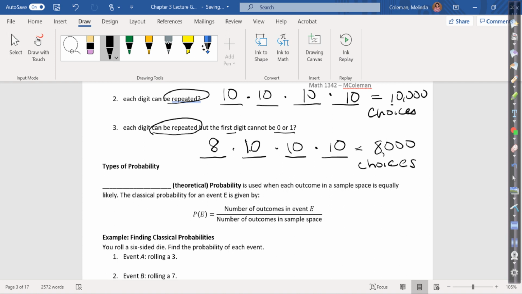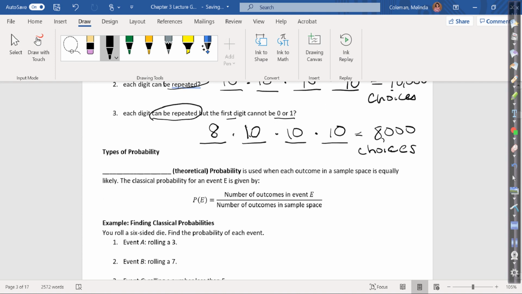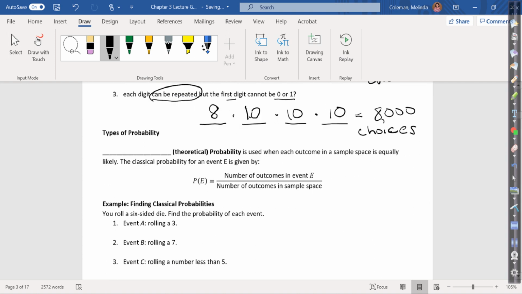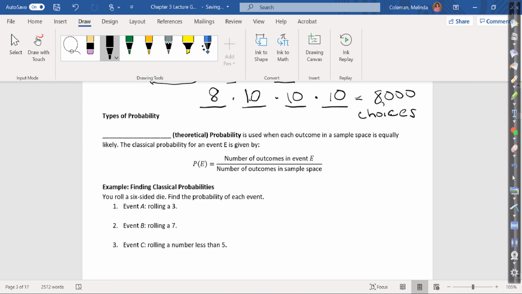This is very common to see again. Oftentimes commercials will even show you how many choices you have. Okay. Then we're going to talk a little bit about different types of probability.